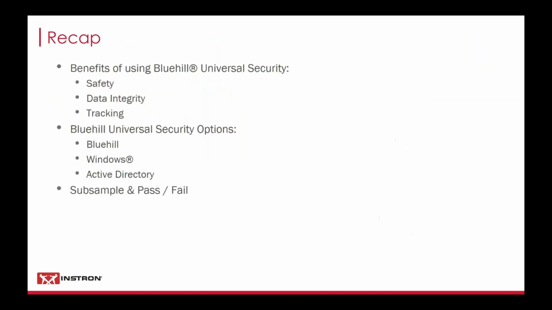So just as a recap, the benefits of using Bluehill Universal Security can really be boiled down into 3 main categories: safety, data integrity, and tracking who ran the tests and what time they ran them. Bluehill Universal security options: Bluehill based, using it within the software; Windows based, linking your local Windows credentials; or Active Directory using user groups on your corporate network. And then 2 bonus features, the Subsample and PassFail.